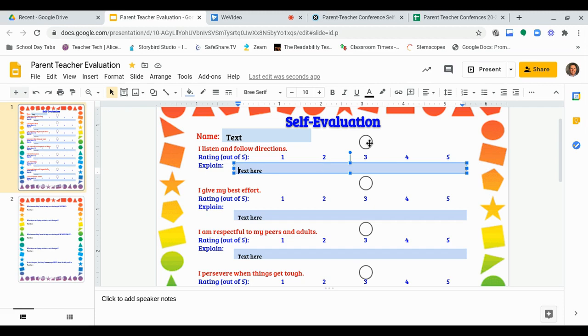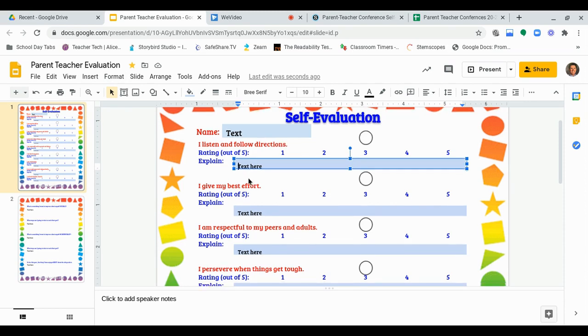So you're going to rate yourself. So you move the circle again over whichever one you want. Again, if you accidentally delete the circle or you mess it up, just press that undo button. Or you can go and insert your own circle too if you accidentally delete it. You can figure it out.